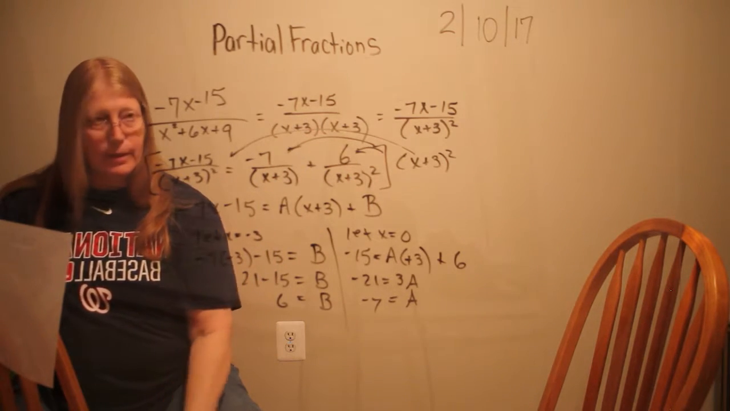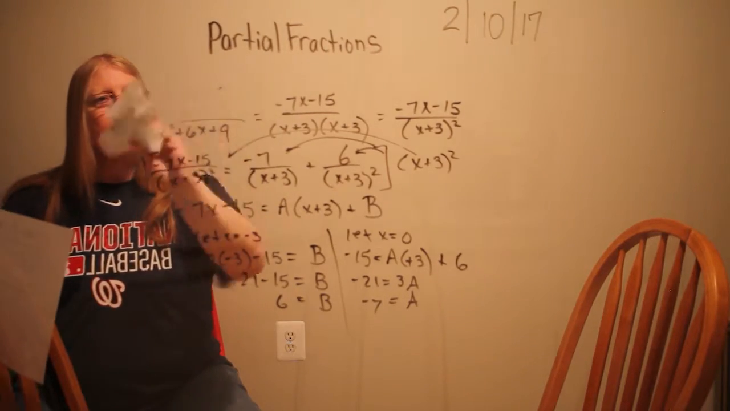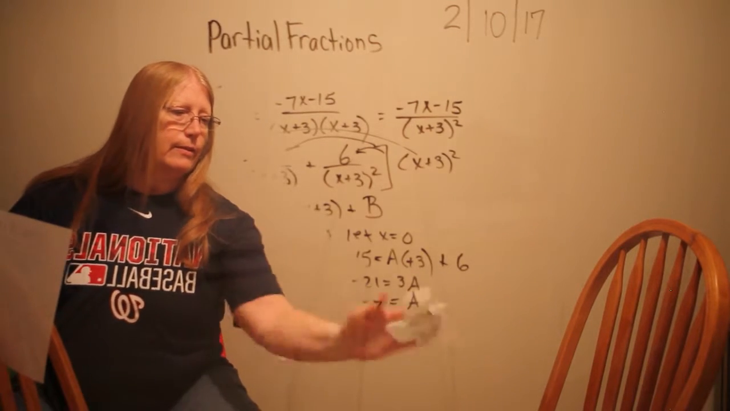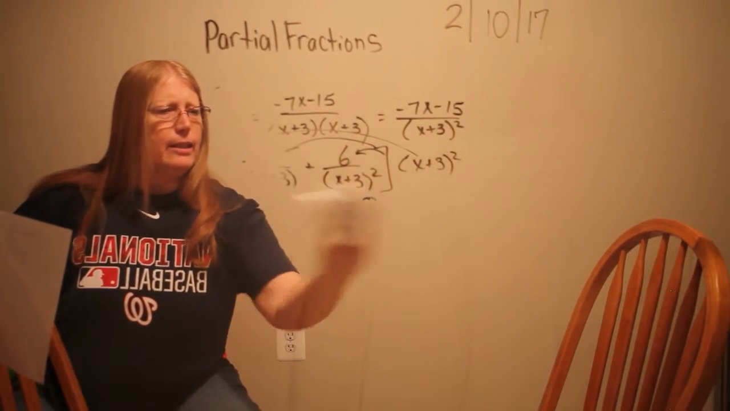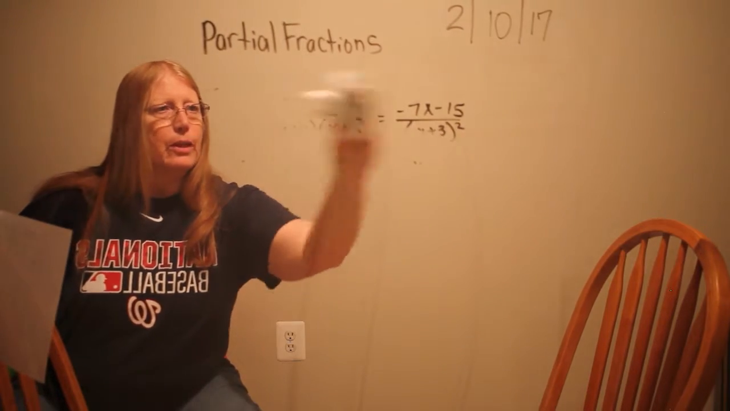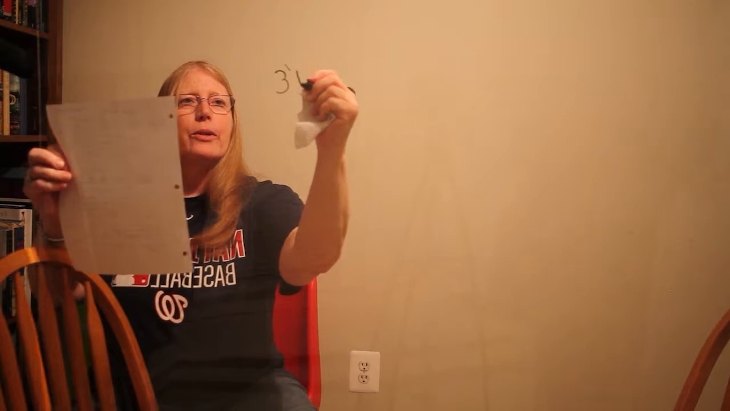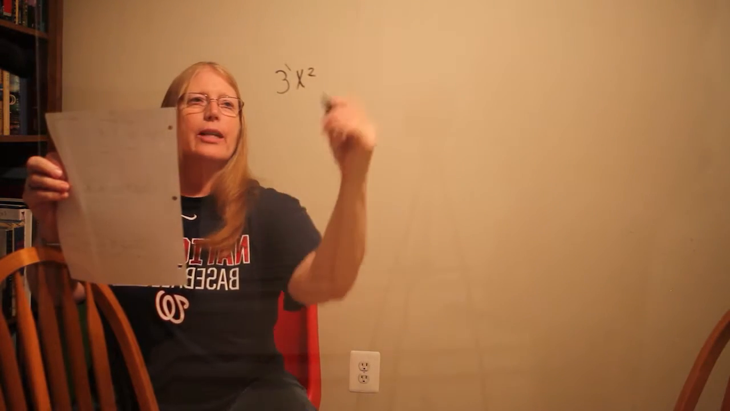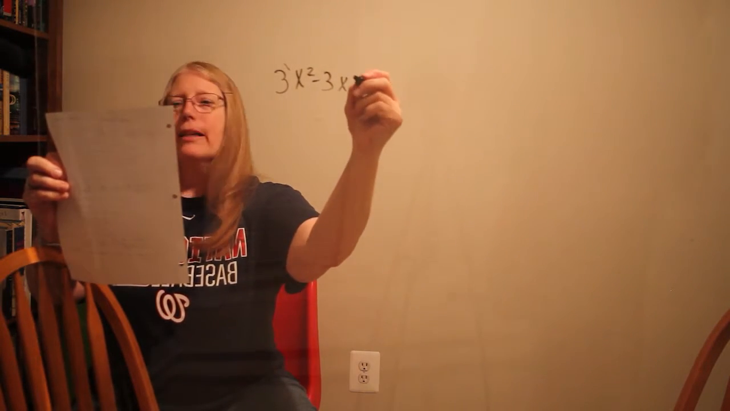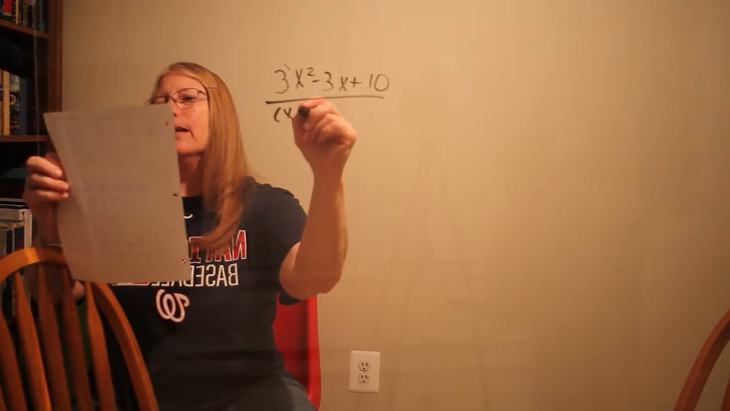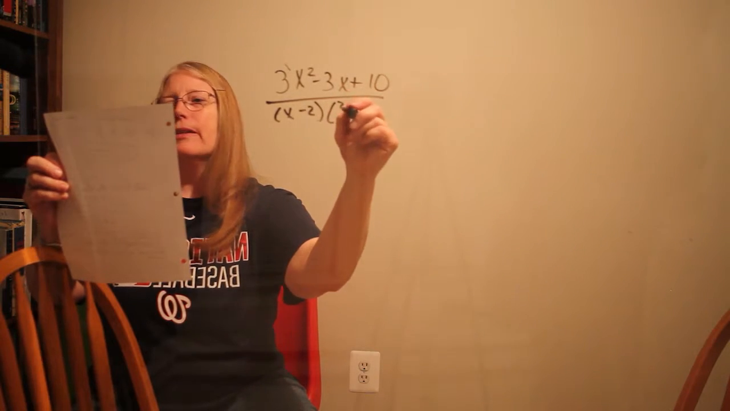All right. One more, the third complication that we learned. And we only did 2 of these, I believe. You saw me do a couple. All right, we have one more to look at. One more complication, and here is the problem. 3x squared minus 3x plus 10 over x minus 2 times x squared plus 4.